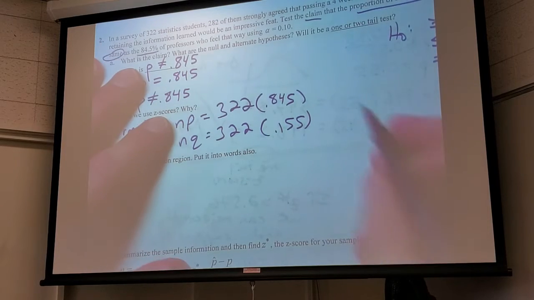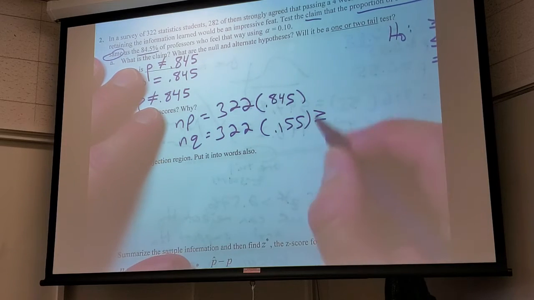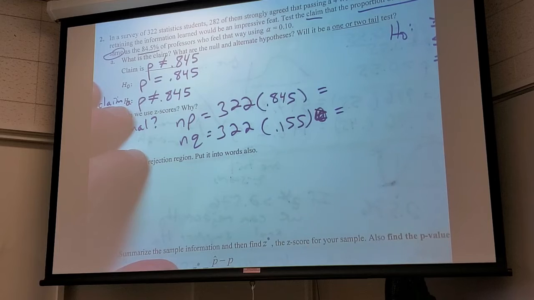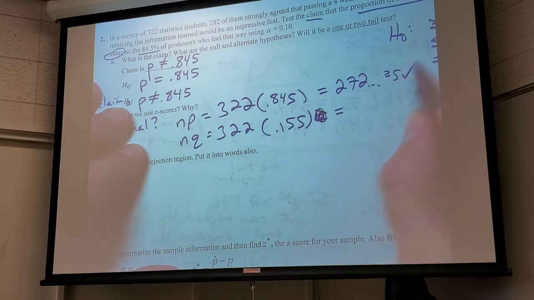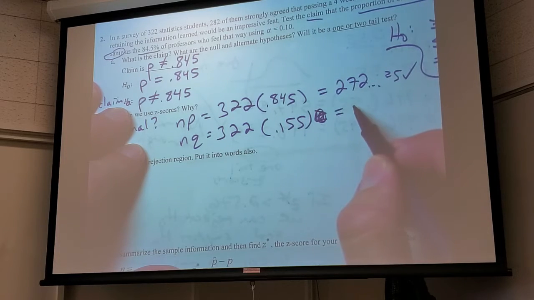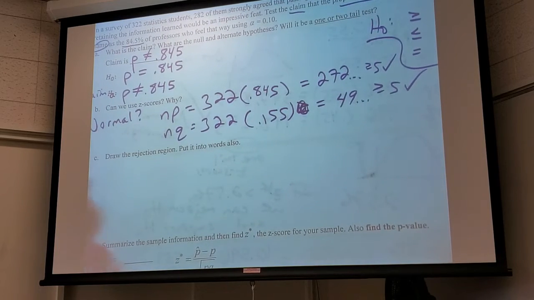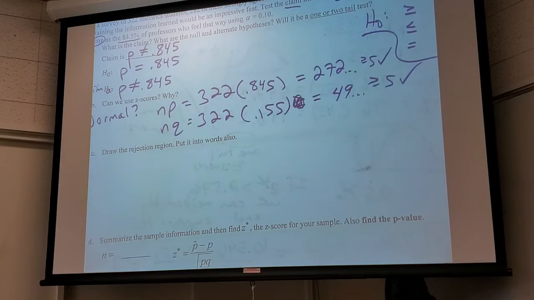Definitely bigger than 5, but maybe be a little more specific. Equals. 272 point something, and that's greater than or equal to 5, and this will be 49 point something, which is at least 5. Check. Good.